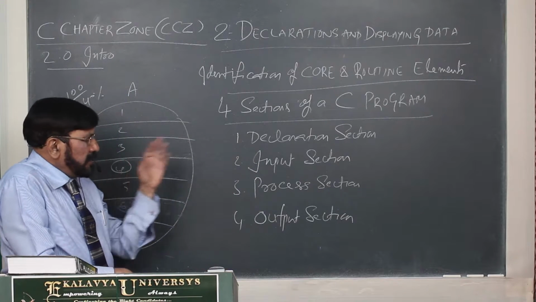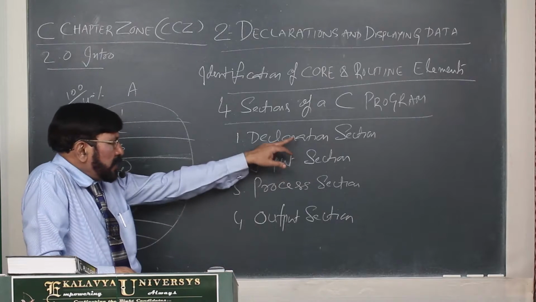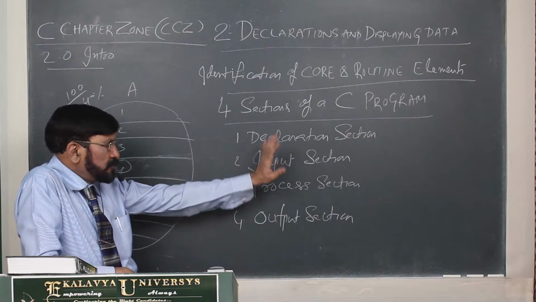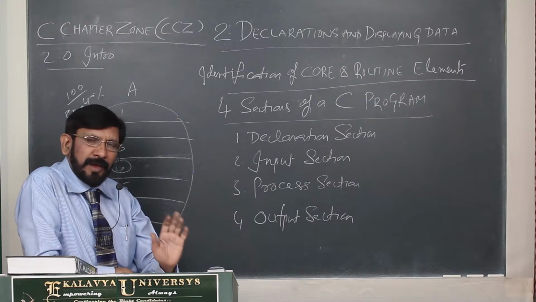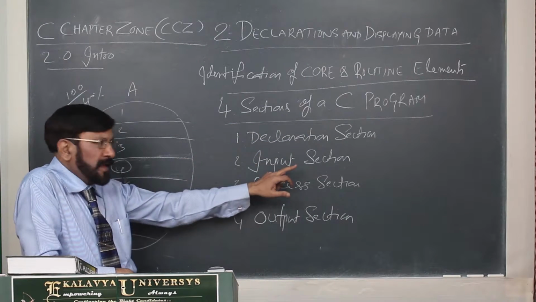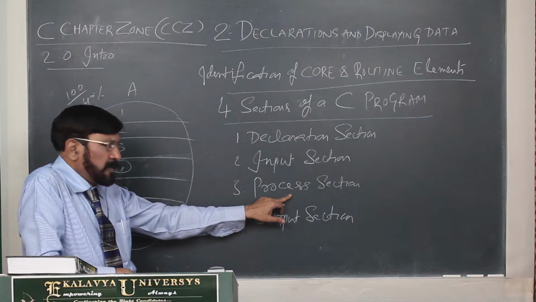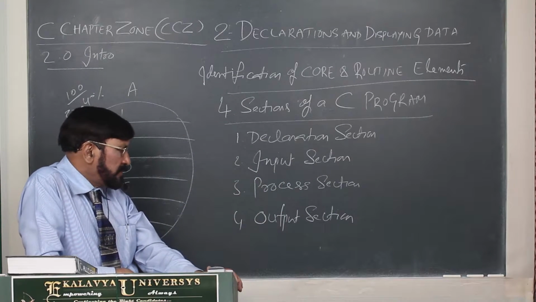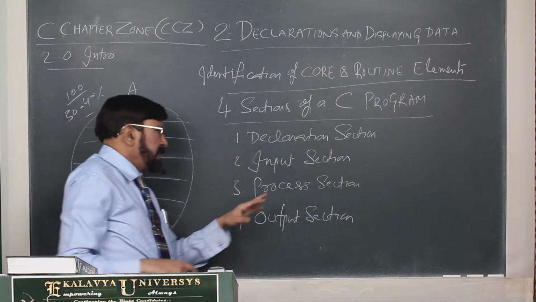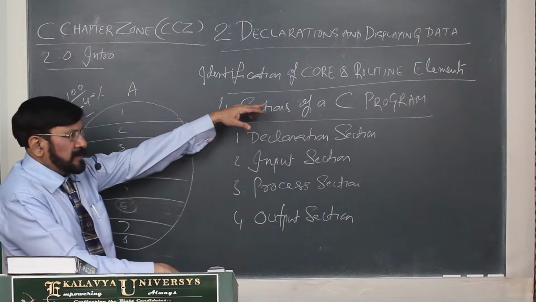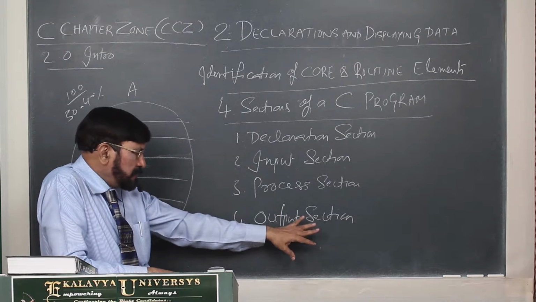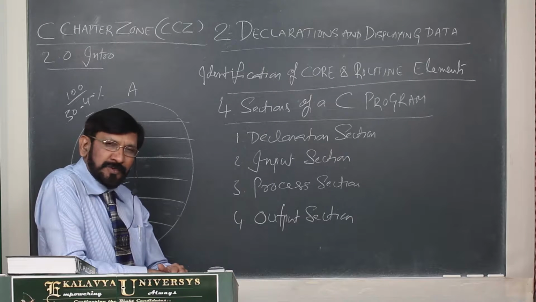If you analyze any complete C program, then you can find 4 sections. In the previous chapter, I didn't introduce you all the sections. In this chapter, I am going to introduce all the sections to you. The first section is the declaration section, the second one is the input section, the third one is the process section, and the fourth one is the output section. There are 4 sections. In the previous chapter, first chapter, we focused on formation of output, and little more elements also we have to learn in this chapter, output section.